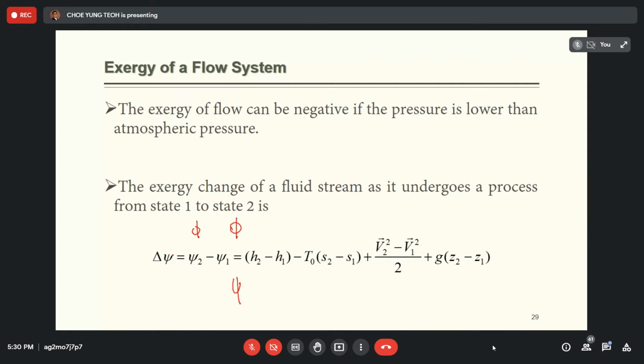Okay, so again, if you see this, the unit will be in kilojoules per kg as well. But now the problem is, how are we going to find the enthalpy? You can see that the temperature maybe you can easily get, and velocity, height, gravitational force, I think okay. But where to get the enthalpy and entropy?